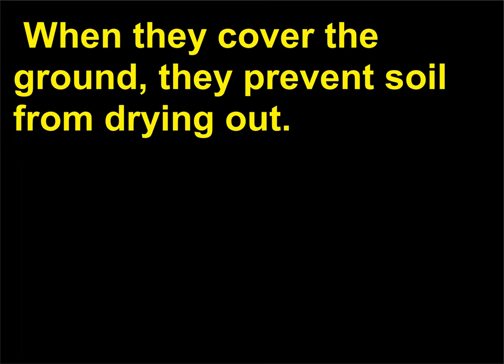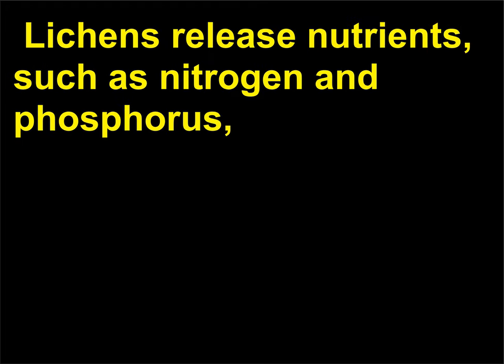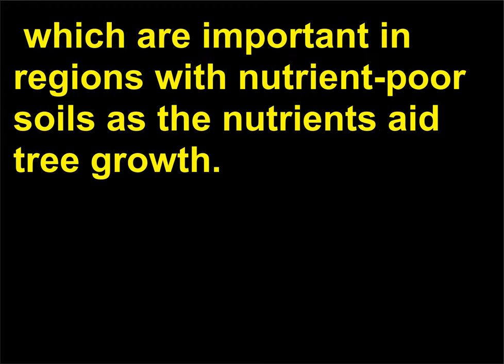When they cover the ground, they prevent soil from drying out. In desert areas, they are able to capture and conserve the moisture present in fog and dew. Lichens release nutrients, such as nitrogen and phosphorus, which are important in regions with nutrient-poor soils as the nutrients aid tree growth.